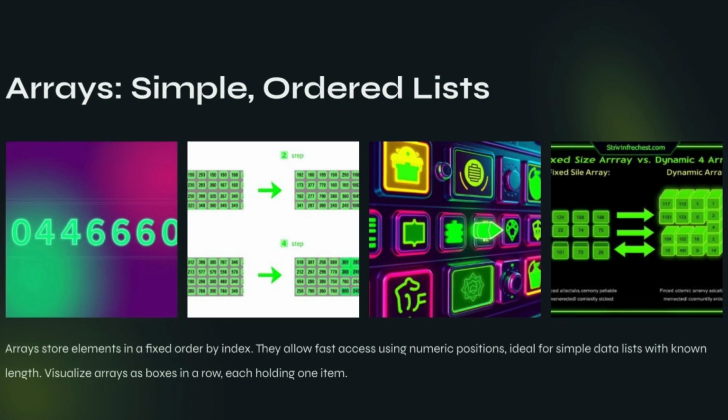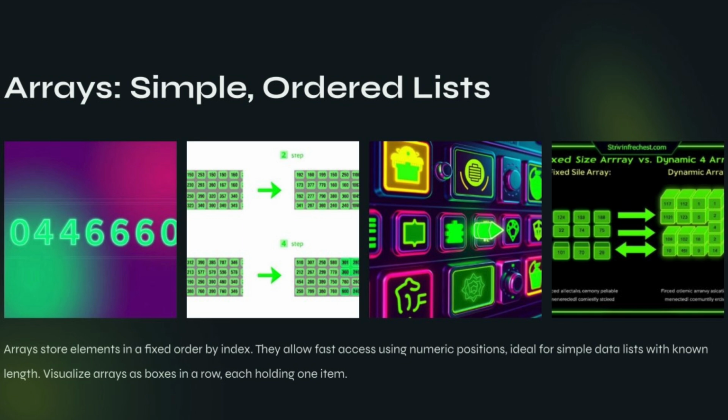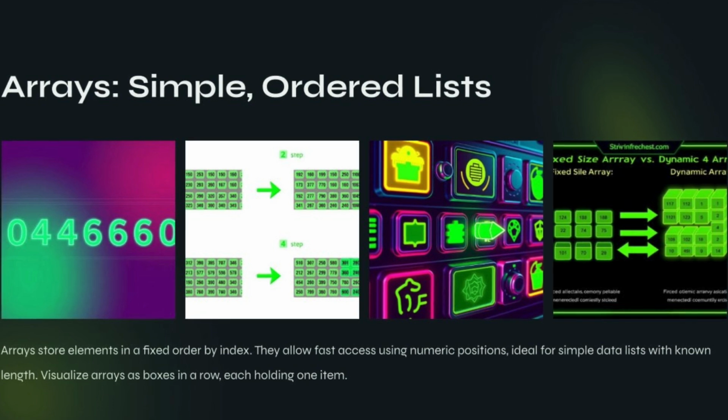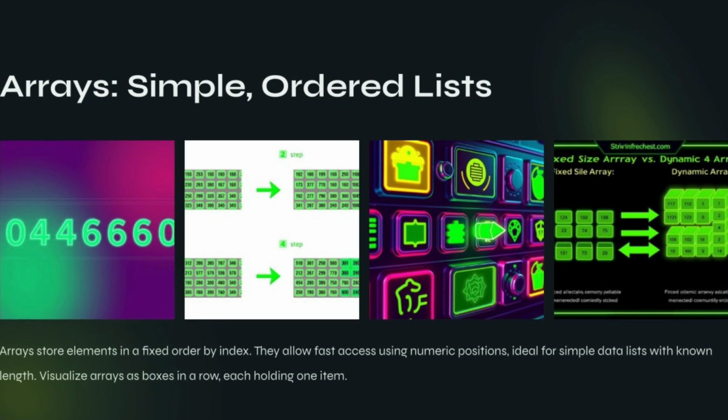Each item in an array is placed at a specific position which we call an index. This index starts from 0, so the first item is at position 0, the second at 1, the third at 2, the fourth at 3, and so on.